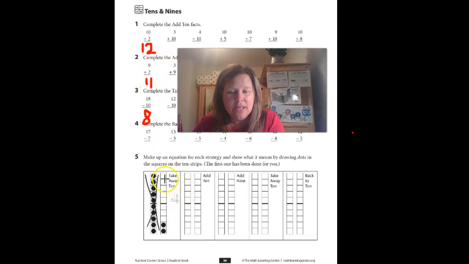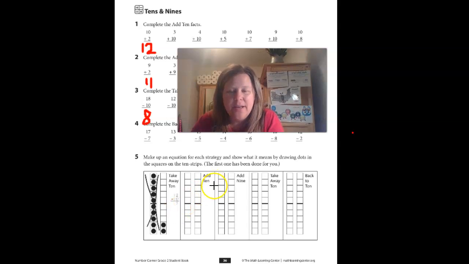So for example, take away 10, I could come up to where we are at the take away 10 facts, and I could find one to try to model. So this one is just 12 take away 10. So that one is actually right here, and all they did was they modeled it. So here's my 12. They put 12 circles there. Take away 10, they showed that by crossing it off. They wrote the problem over here.